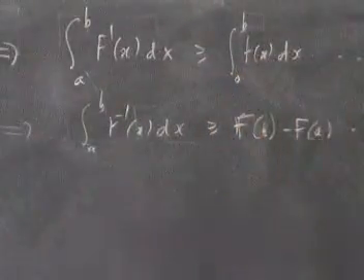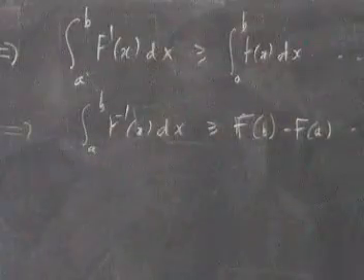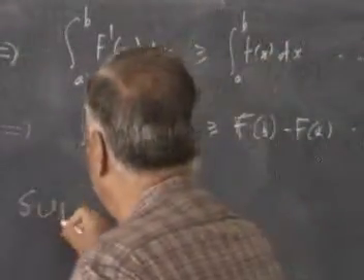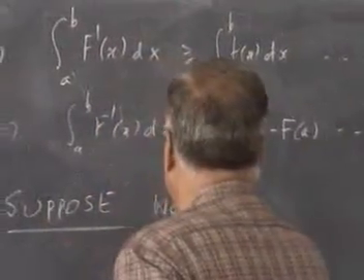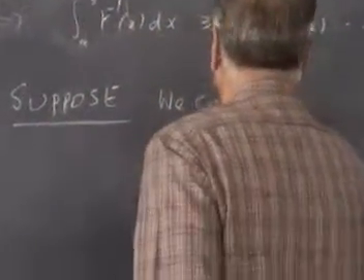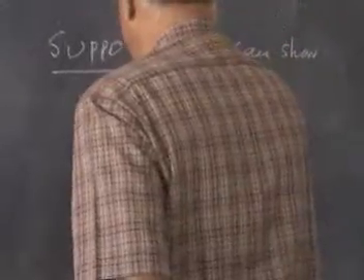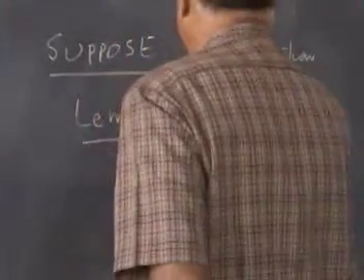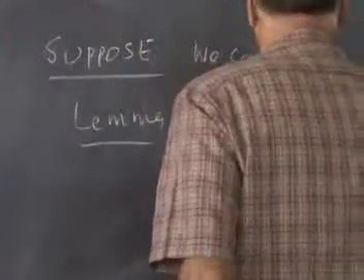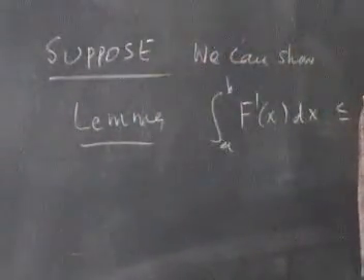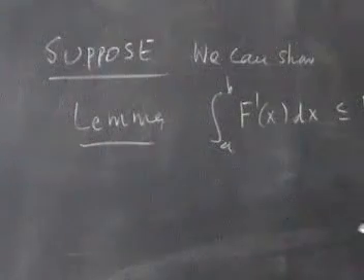That only says that. Suppose we can show a lemma. I don't know what that lemma should be: the integral from a to b of f prime x dx is also less than or equal to f(b) minus f(a). Suppose we can show this lemma.